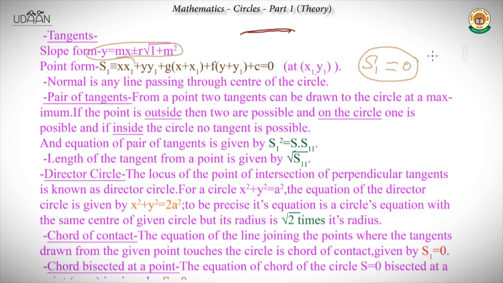Now we will be thinking about what the normal is. The normal is perpendicular to the tangent, but a very important condition for a circle is that any normal, if you take any normal, it will pass through the center of the circle. One of the important properties.